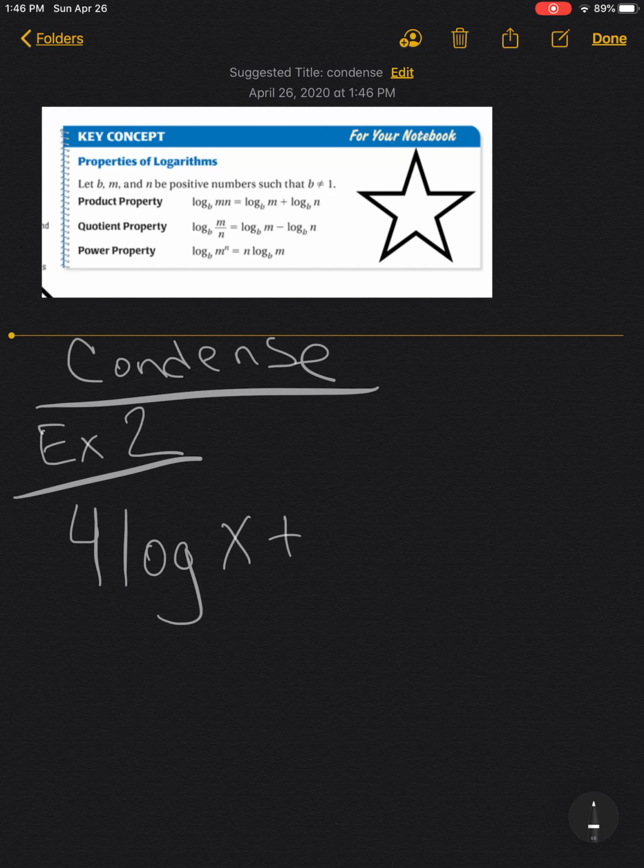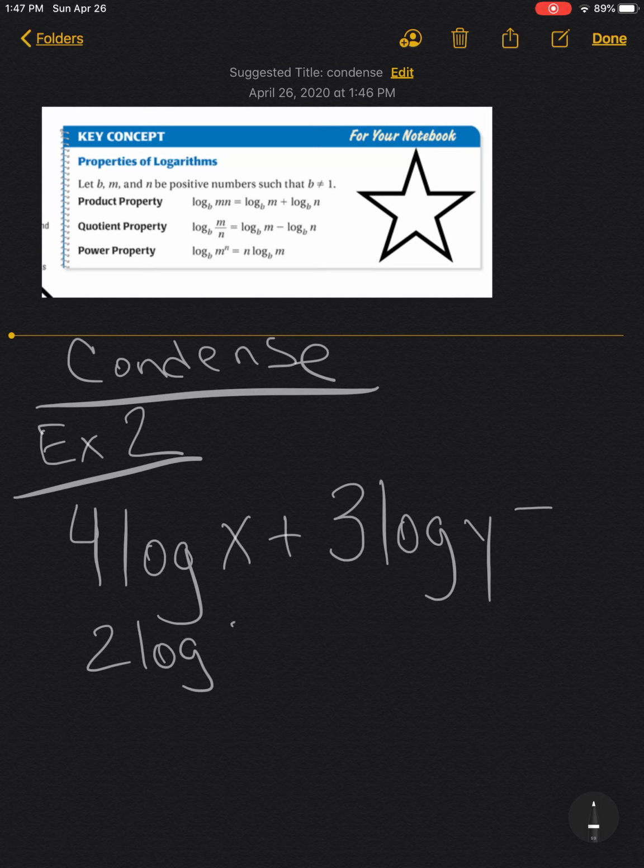Plus 3 log of y minus, let's say, minus, I'm running out of room. When you write this, put this all on the same line. Log of z. Okay, so 2 log z. All right, so what we're going to do is we're going to condense.